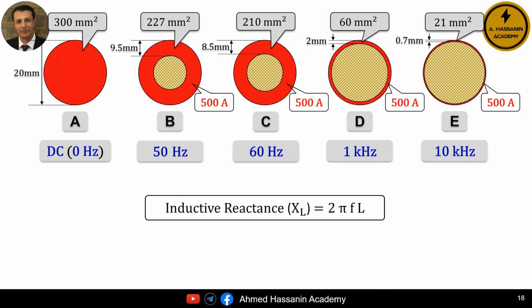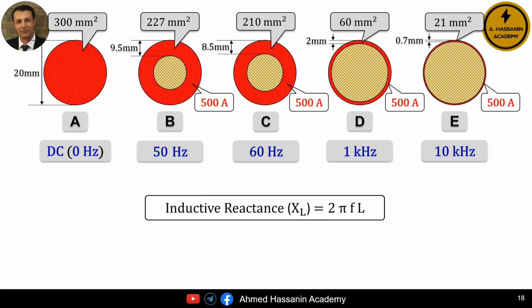In other words, the 500 amperes will flow through the outer layer of the conductor or cable, which is about 227 square millimeters in cross-sectional area. Now, what is the problem here? The issue arises when the same cable with the same cross-sectional area is used to carry the same current value but at a frequency of 60 Hz. In this case, the 500 amperes will no longer flow through an area of 227 square millimeters, but instead through an area of only 210 square millimeters.